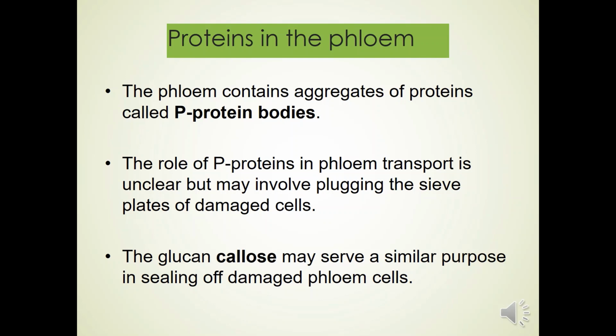Not only P-protein bodies can plug the damaged phloem cell, there is another sugar we call glucan, or its specific name is callose.